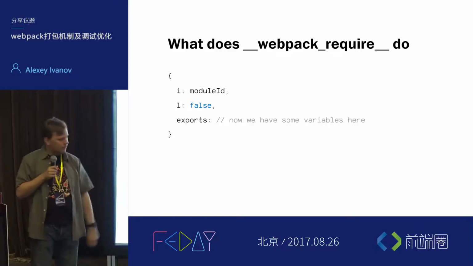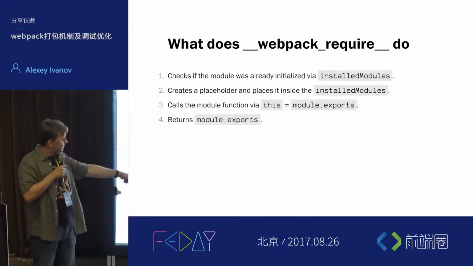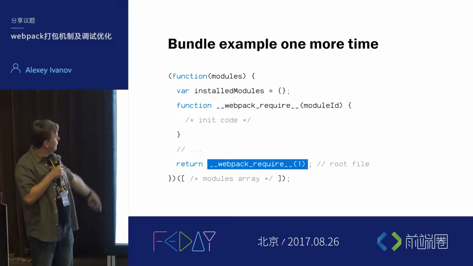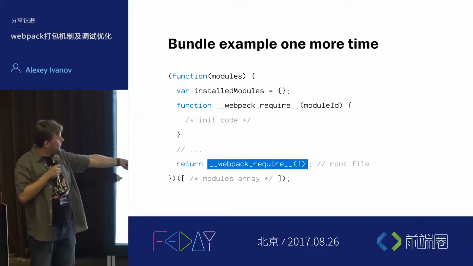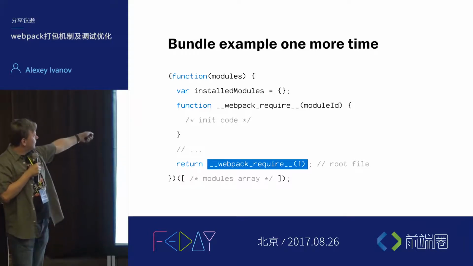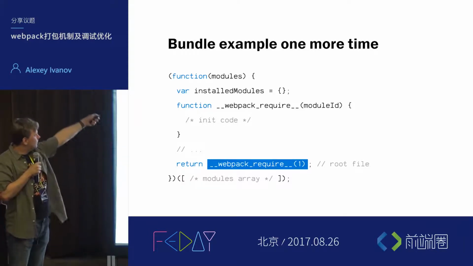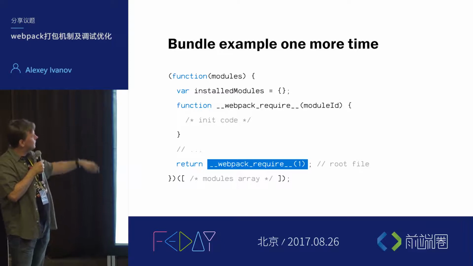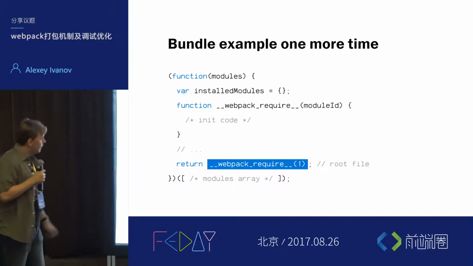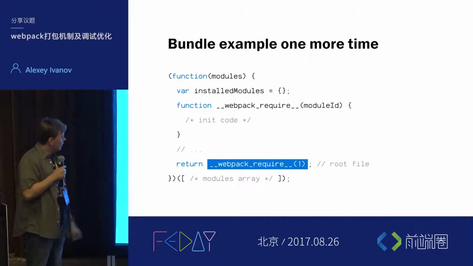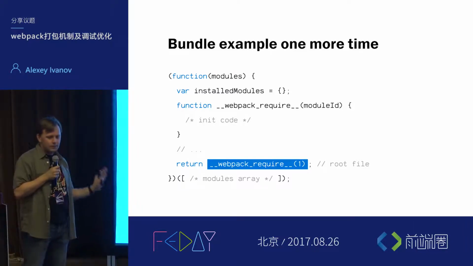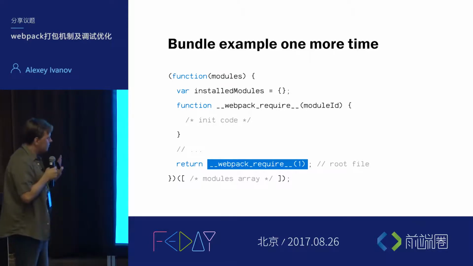Okay, one more time. We have the modules array, we send it as an argument to this function, and it will become the modules here. Then we run webpack require with index, it's the root index. Then when we run this function, it will look for the module ID inside installed modules. If it was not able to find it, it will create it from modules. And this way it will work. So it's the simplest possible bundle. It works very simply. It's very hard to break it, but we will try it anyway.